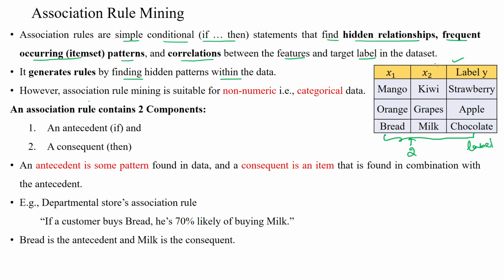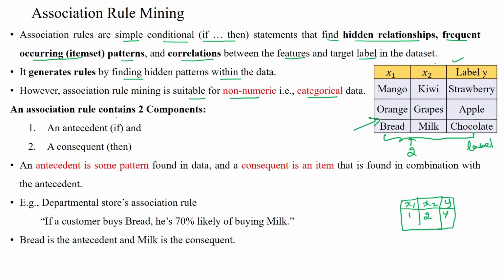And even though association rule mining is suitable for only non-numeric or categorical data, that means we cannot use numerical numbers in the data set. For example, if our data set is having numerical numbers as feature values like this, then we cannot use this data set for association rule mining. So our data set should contain categorical values, then only we can apply association rule mining for finding the relations between a label and given features.